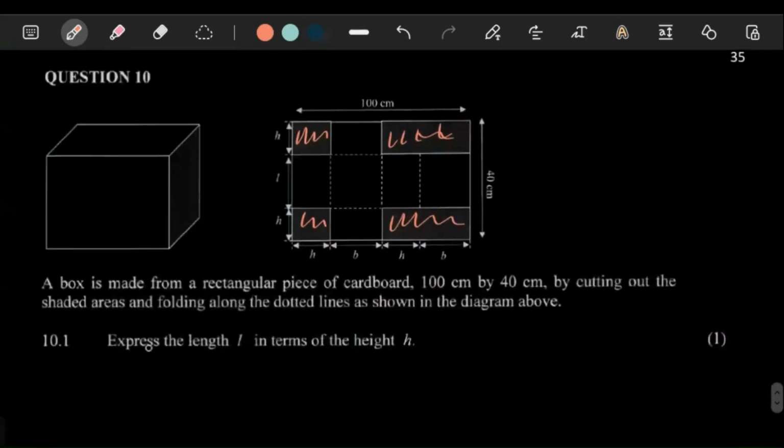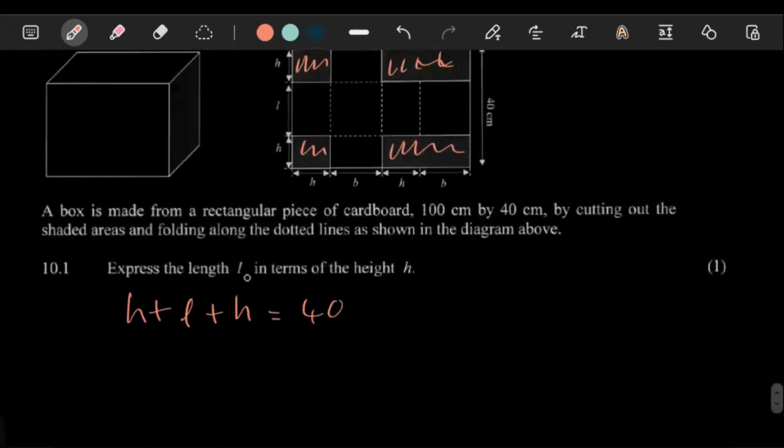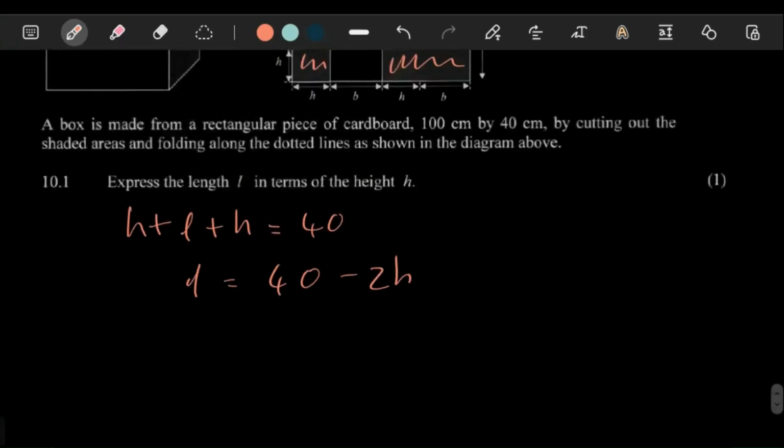So technically, h plus l plus the other h is equal to 40. If you want to get to the length, express l in terms of h, it means l should be the subject of the formula. The two h's go to the other side. There you go. That's your final answer. Just one more question.